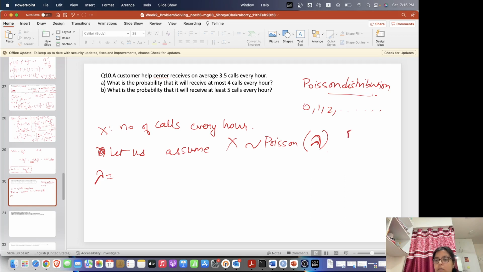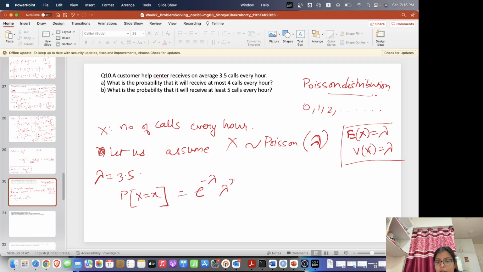This lambda parameter is nothing but the mean of the Poisson distribution. Now for a Poisson distribution, expectation is also lambda, variance is also lambda. Just keep this in mind. So here lambda is 3.5. Now what was the probability mass function of a Poisson distribution? This is e to the power minus lambda, lambda to the power x by x factorial. X could be 0, 1, 2 and so on.